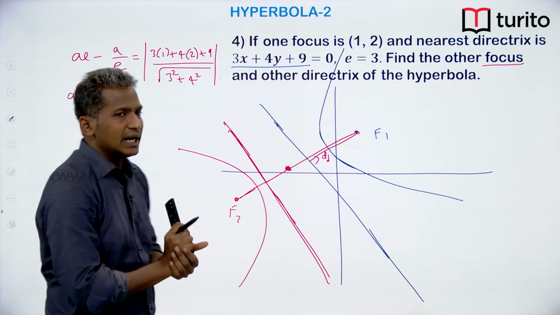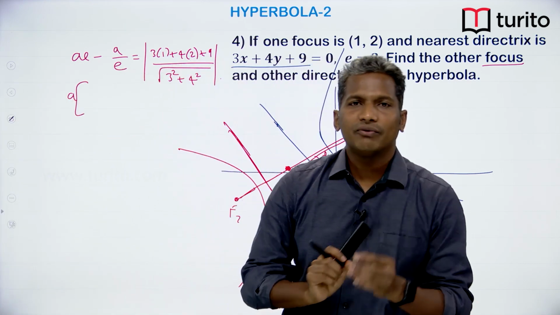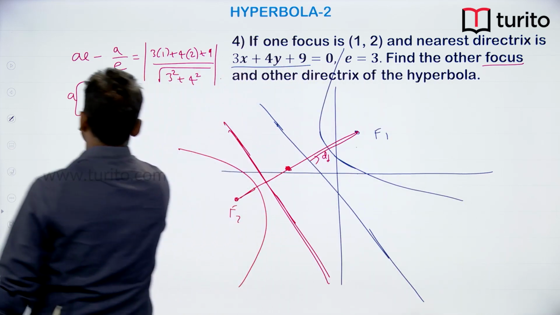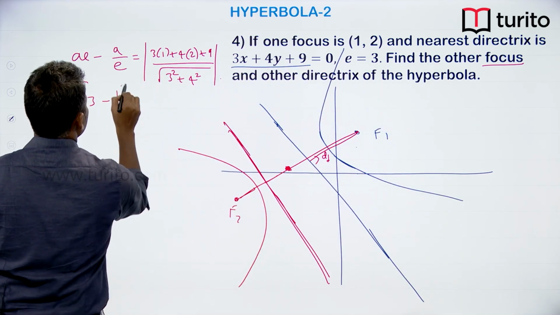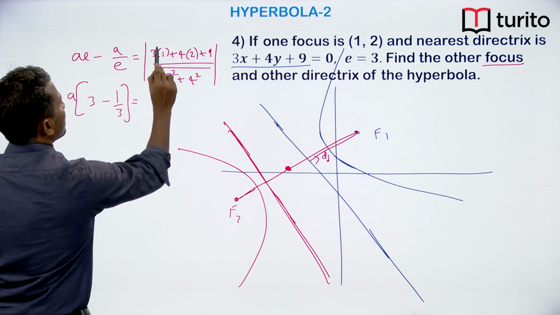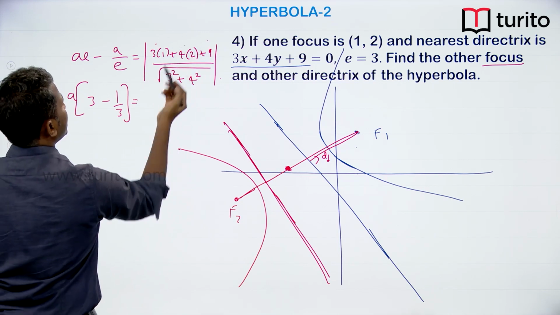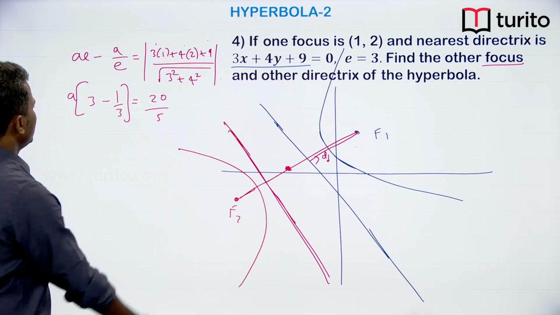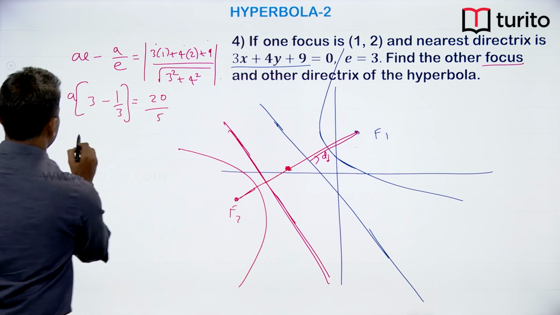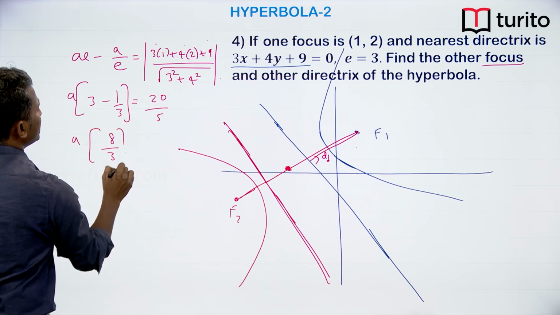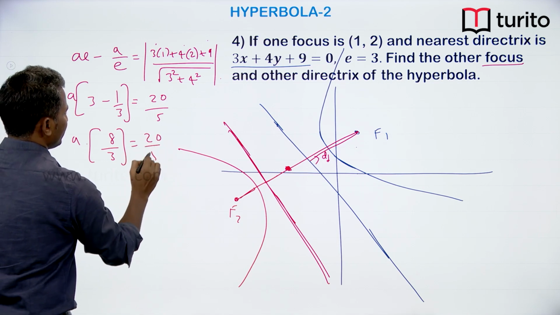Now, further if we simplify this, I can take A common. So, inside we will get E minus 1 by E, but the value of E is already given. So, I can write here 3 minus 1 by 3. This must be equal to, what is the simplification here? 3 plus 9 is 12 plus 8 is 20. So, 20 by 5. Now here 5 can get cancelled of course, and if I simplify, A into 8 by 3 is equal to 20 by 5.